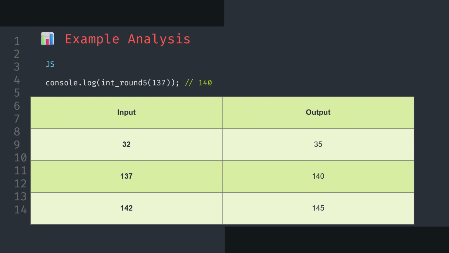Here are some quick examples. 32 rounds up to 35, 137 rounds up to 140, and 142 to 145. You can see it always pushes up to the next 5. Perfect for pricing and tally situations.